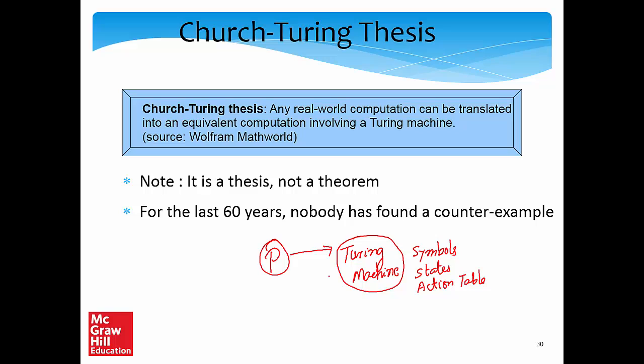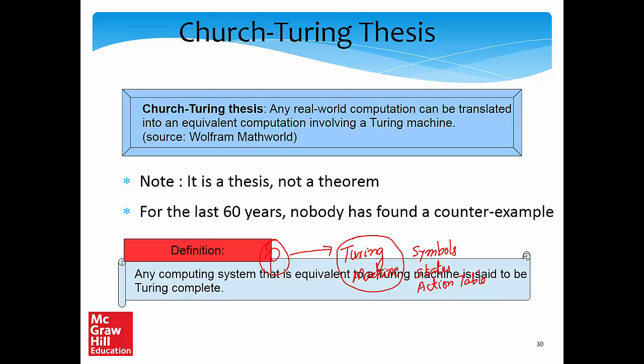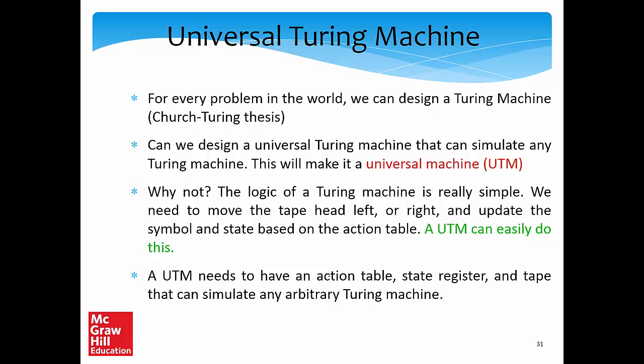Mind you, there is no proof of this. It's just that we have not found a problem that cannot be solved on a Turing machine in the last 60 years. So any computing system that is equivalent to a Turing machine is said to be Turing complete. And so we'll be using this term frequently, at least in the next few slides.